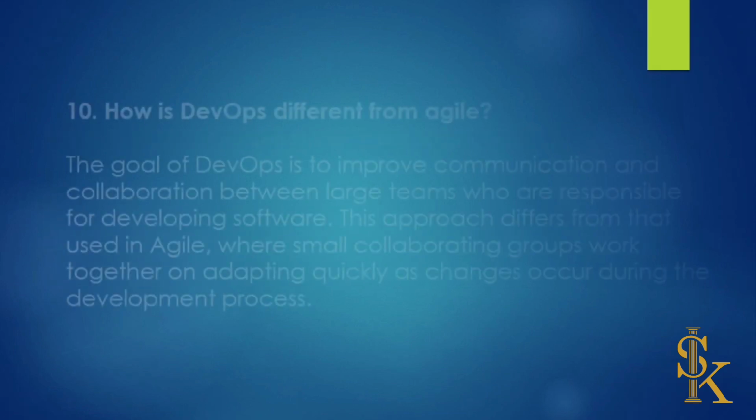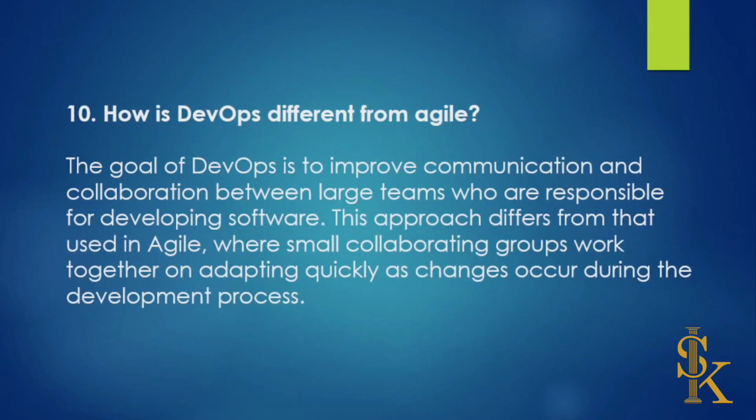10. How is DevOps different from Agile? The goal of DevOps is to improve communication and collaboration between large teams who are responsible for developing software. This approach differs from that used in Agile, where small collaborating groups work together on adapting quickly as changes occur during the development process.